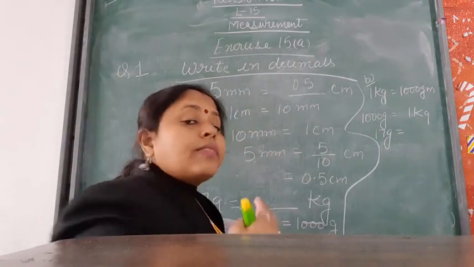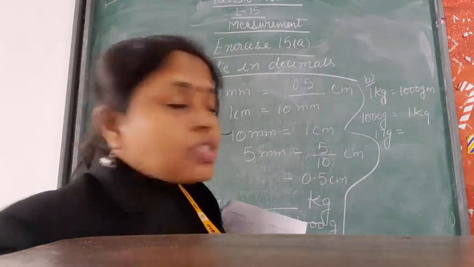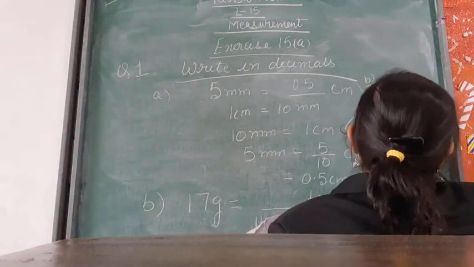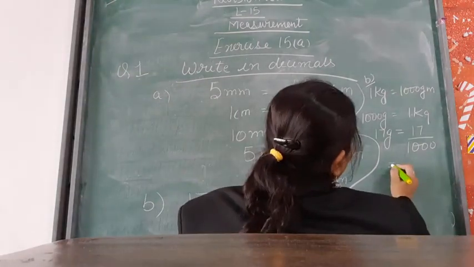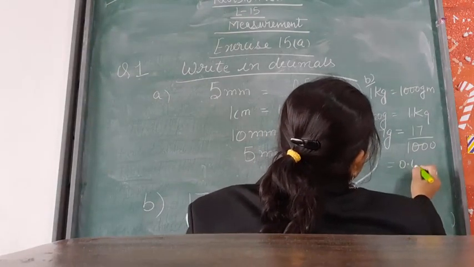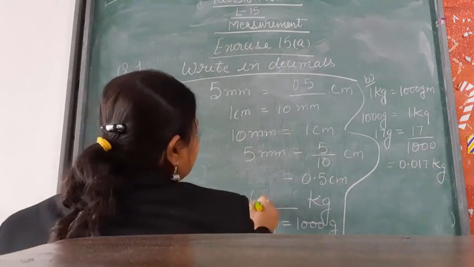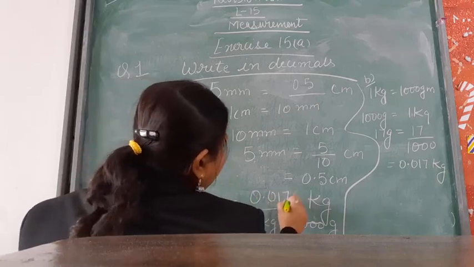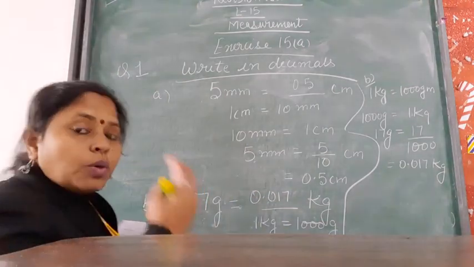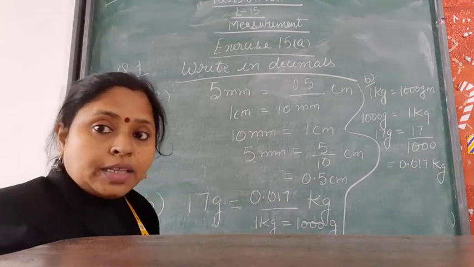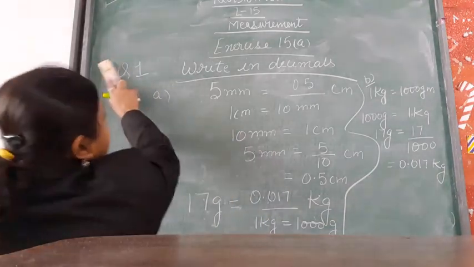So we can say that if 1000 gram is equal to 1 kg, then 17 gram is equal to how much kg? It will be 17 divided by 1000, right? And this is equal to 0.017 kg, right? So our answer will be 0.017 kg. I hope you have understood how to write one unit into another unit in decimal form. Now let's do question number 2.